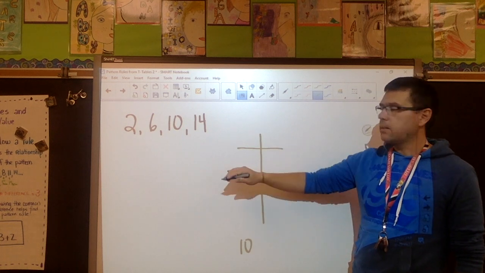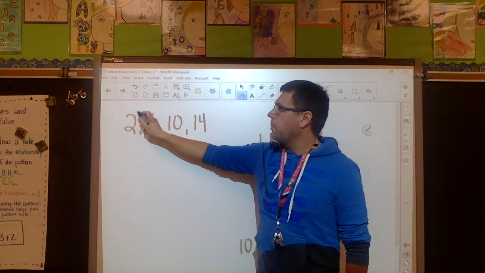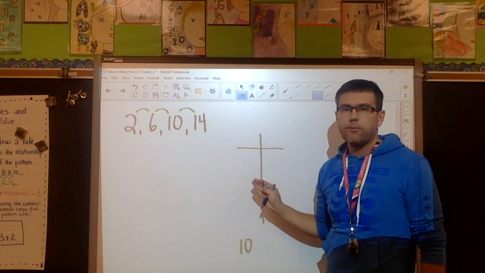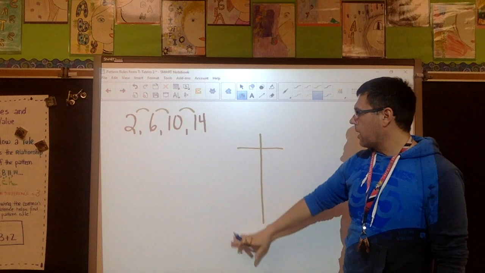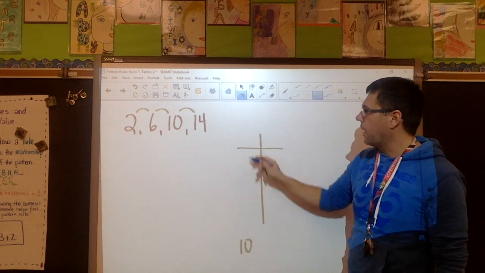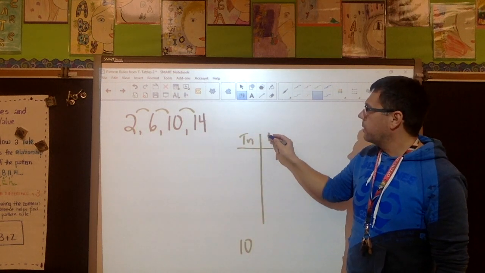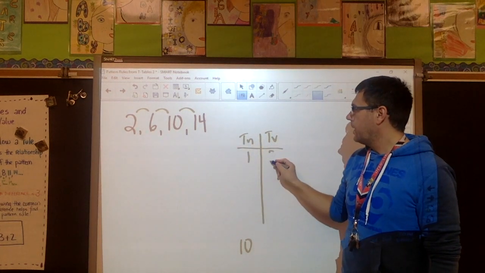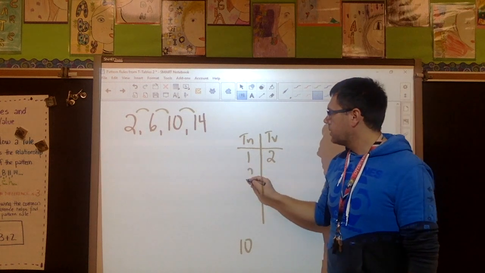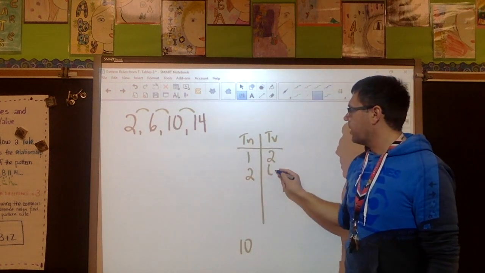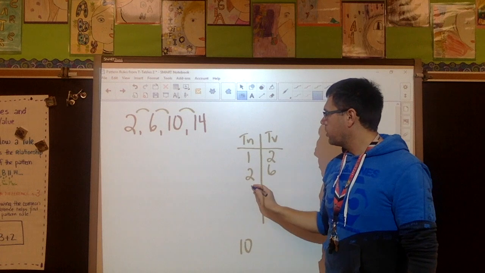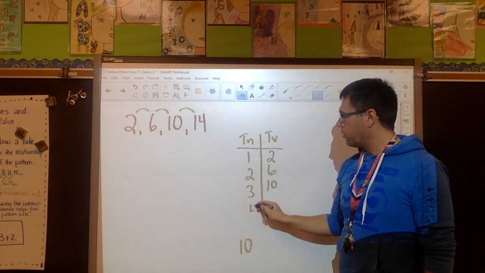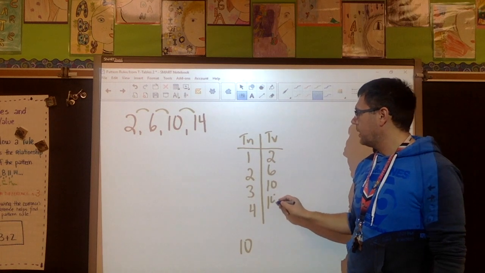Okay, so hopefully you took a second to figure that out. You can probably already see, just by looking at the pattern and being observant, that it's going up by 4. That's great. However, I want to create the pattern rule for this pattern. So I'm going to use the term number and the term value. So the first term number in the pattern has a value of 2. The second has a value of 6. The third has a value of 10. And the fourth has a value of 14.